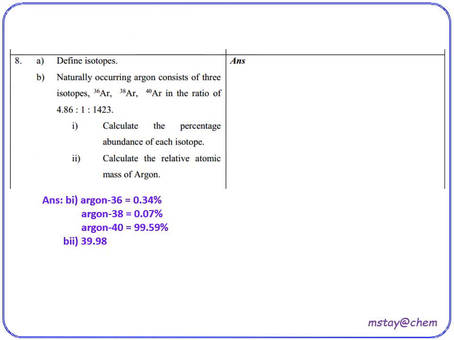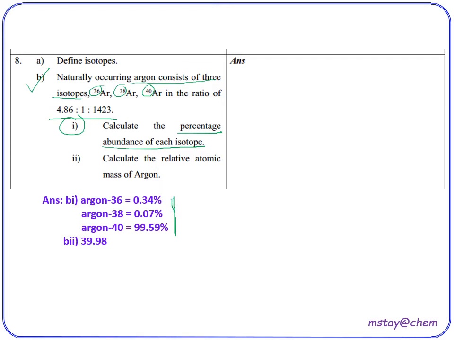Now we look at question number 8b. Naturally, argon consists of 3 isotopes, 36, 38, and 40, with the ratio 4.81 to 1423. First question, B1, they asked us to calculate the percentage abundance of each isotope. Basically this is like you calculate the percentage of girls in your class and the percentage of boys in the class. I believe you can do it yourself. So the answer is given here.